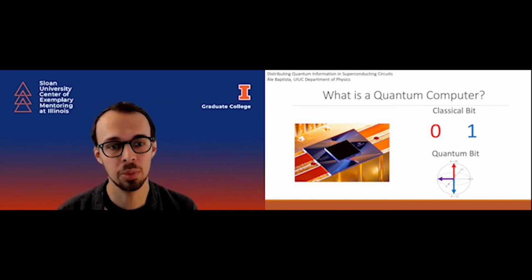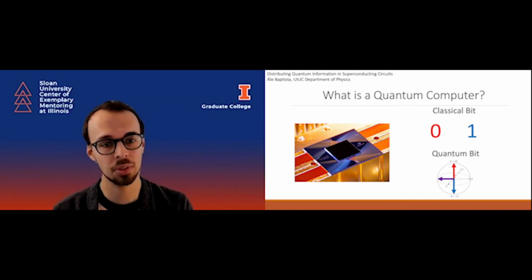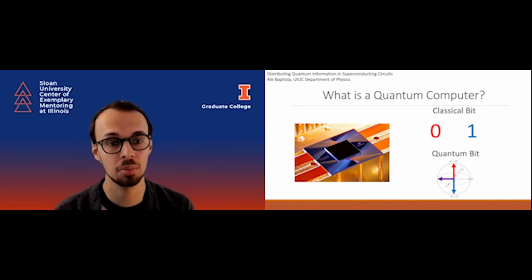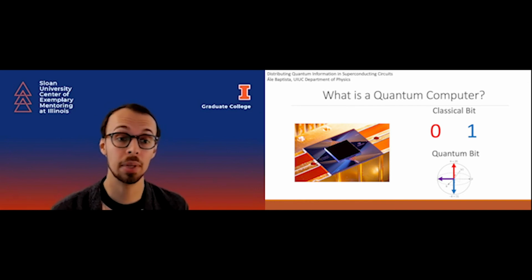And upon first glance, you may ask, well, this doesn't look like that different from a processor that I have in my computer right now. What's the big deal? Well, the main difference between a quantum computer and a classical computer is that a quantum computer uses quantum operations to perform its calculations. And this makes it very optimized for probing quantum questions.